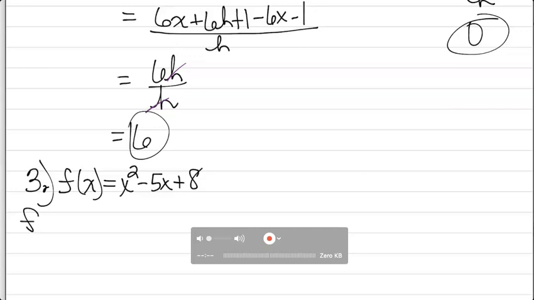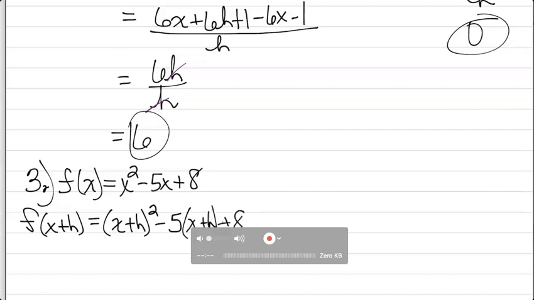So the first thing I need is my f of x plus h. Where there's an x, I replace it with x plus h, whole thing squared. On that second one, I get minus 5 times that x plus h plus 8. Now I need to take care of that x plus h whole thing squared.